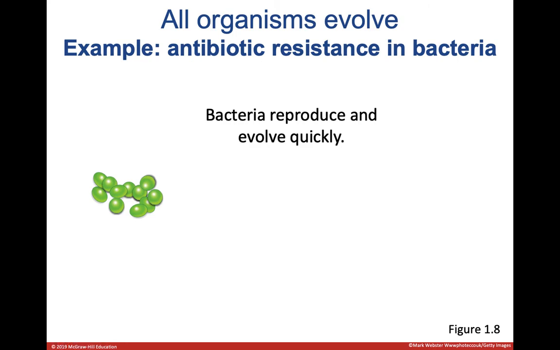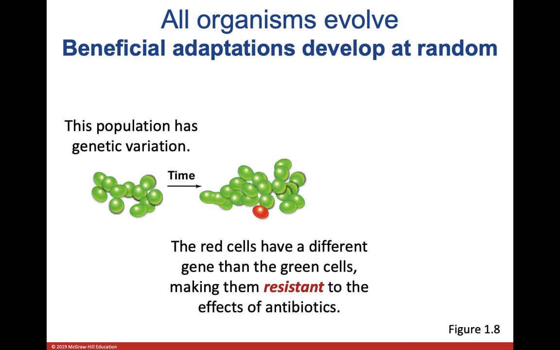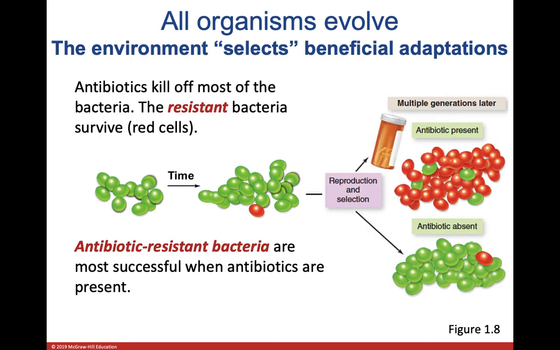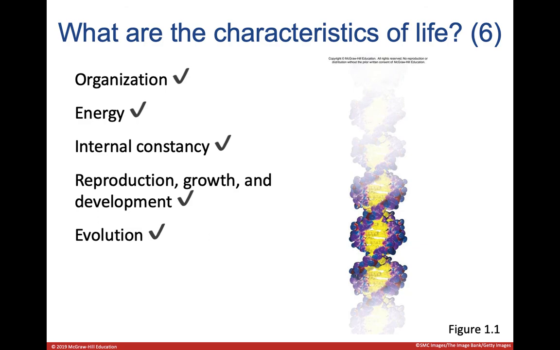So we've already gone over our example of resistant bacteria, our resistance for antibiotics in bacteria, and how this is a little simple example of evolution. So this is our five key characteristics of life on Earth. All life on Earth has to have these five characteristics to be considered living.